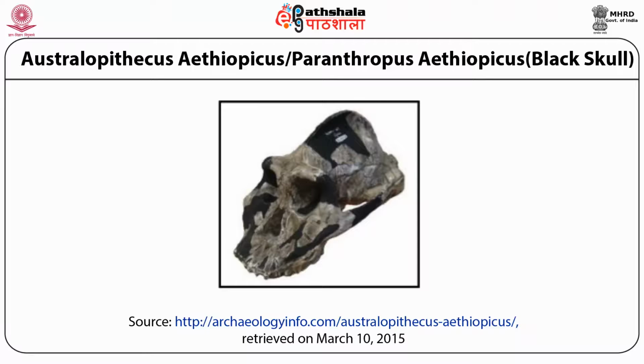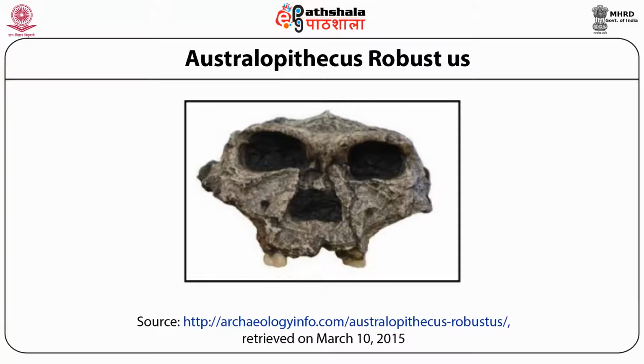Australopithecus robustus was discovered from Kromdraai, Swartkrans and Drimolen cave. All these sites are in South Africa. Australopithecus robustus had a body similar to that of africanus, but a larger and more robust skull and teeth. It existed between 2 and 1.5 million years ago.